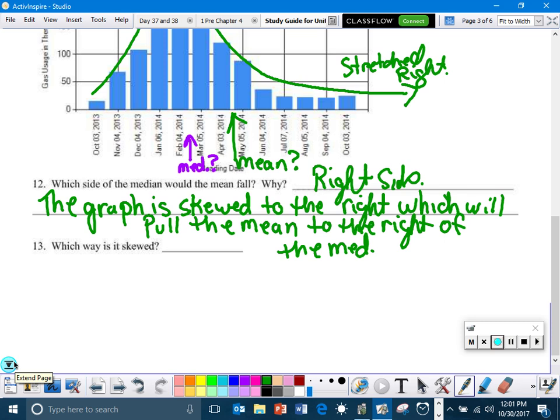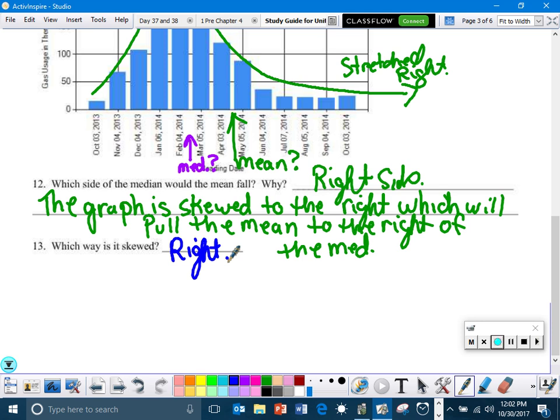And we already answered this. Which way is it skewed? Well, it's skewed to the right. So when you're taking the test, make sure you're looking at the picture carefully because I may have it skewed to the left. You have to know what it means to be skewed. All right, let's keep going.